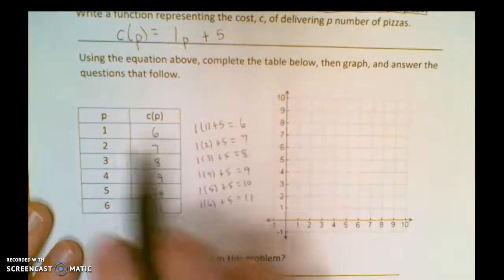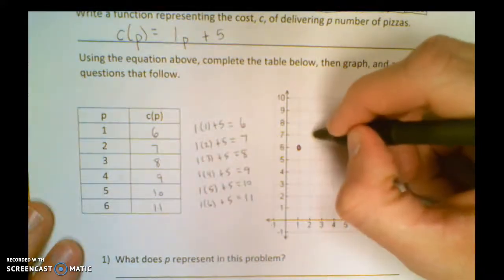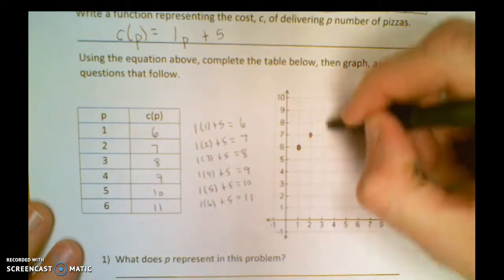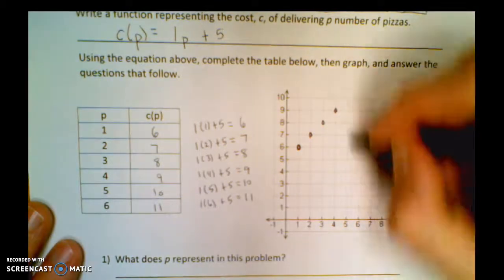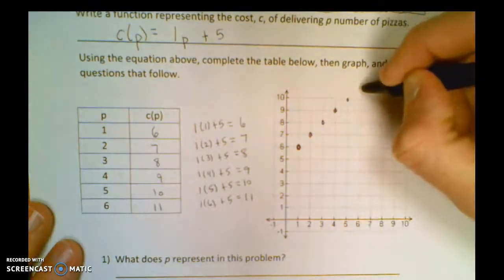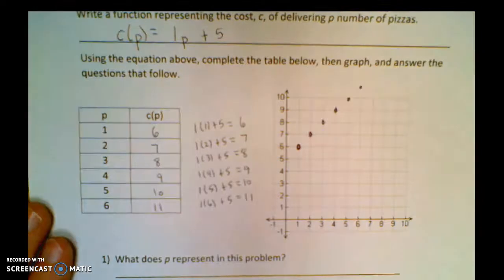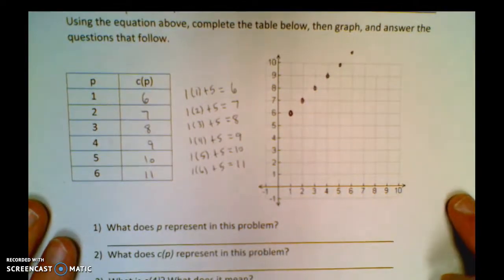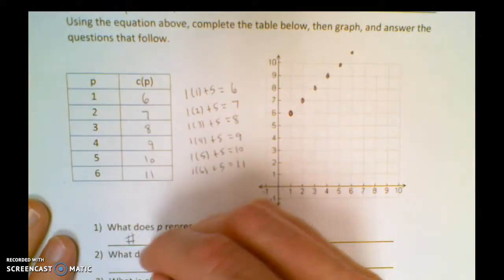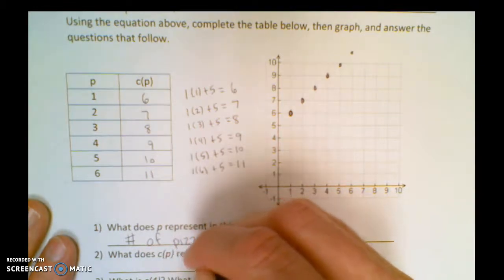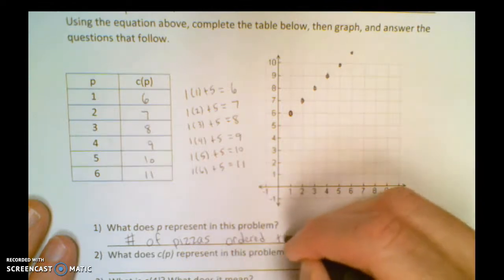So if I plot these points, I've got 1, 6, 2, 7, 3, 8, 4, 9, 5, 10, and then 6, 11. So I'll just have to estimate where 11 would be up there. So let's use this information to answer the questions. What does P represent in this problem? So P is the number of pizzas ordered to be delivered.